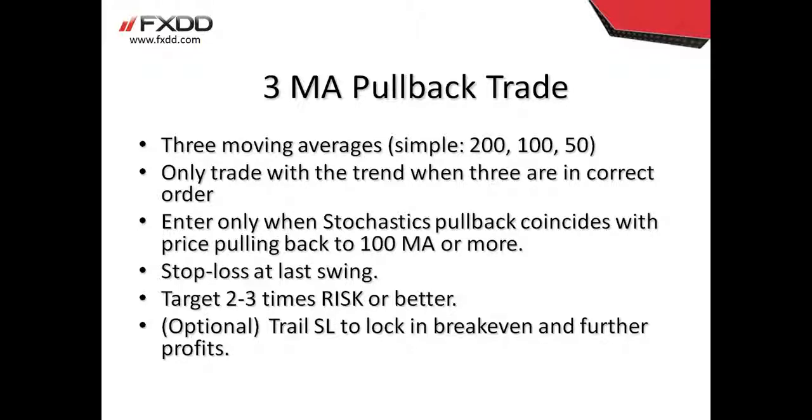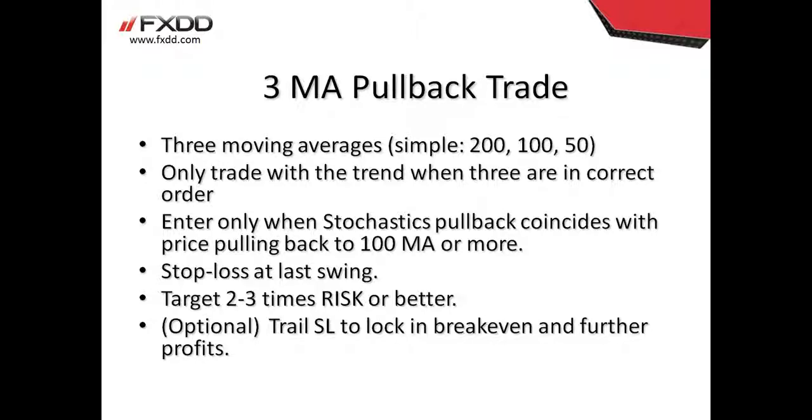Now, we only trade with a trend when the 3 are in correct order, and this is what I call COMA, C-O-M-A, correct order of moving averages. It's a funny acronym, but it helps you remember it. Now, COMA in an uptrend is simply the longest term moving average on the bottom, and then above that is the middle moving average, and then the shortest moving average on top.